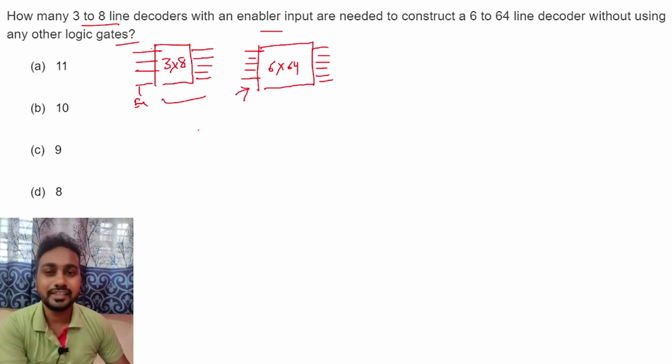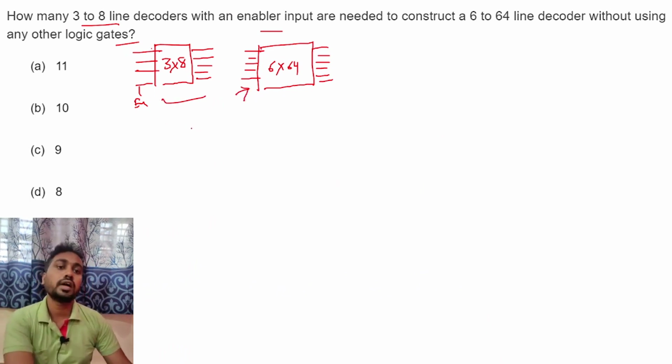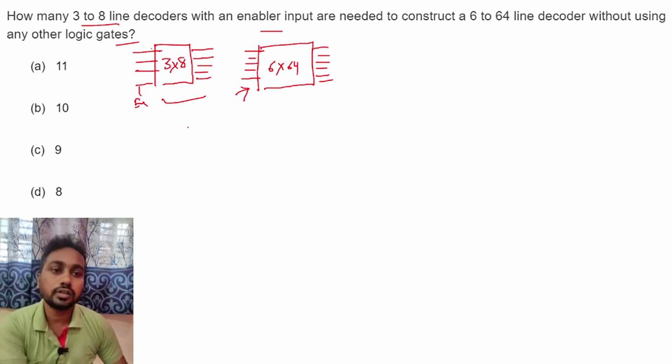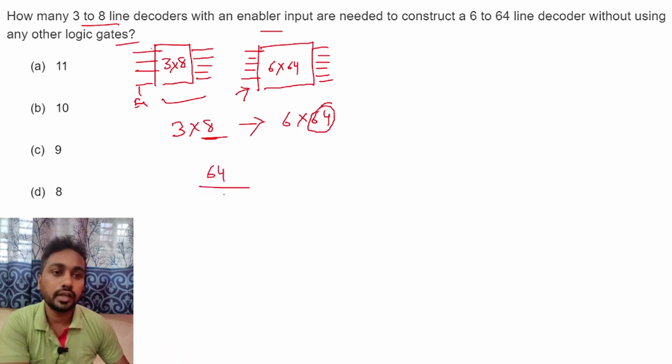So how will we know how many 3 into 8 decoders we require to construct this one? For that, there is an easy calculation. Whenever you get a question like this, using 3 into 8 to construct 6 into 64, you take the output value, 64, divided by this 8, equal to 8. Again you take this 8, divided by this 8, that is equal to 1.